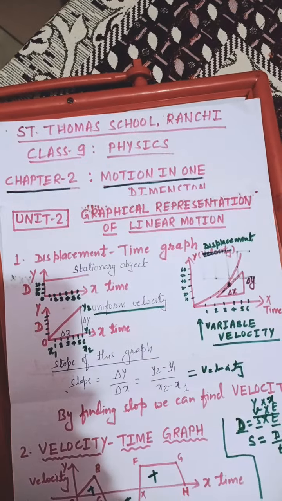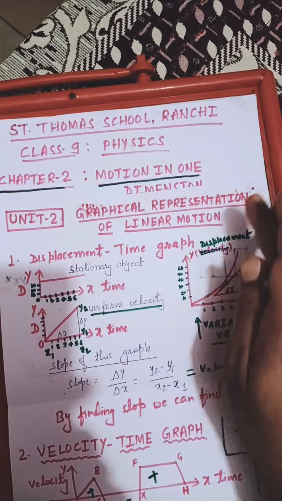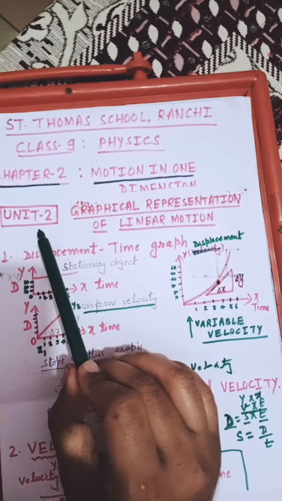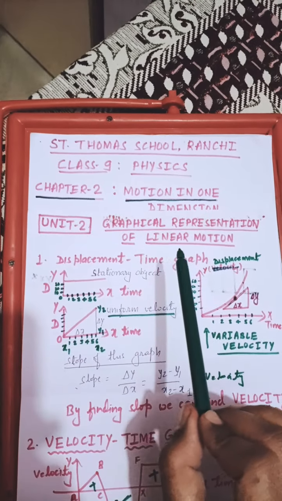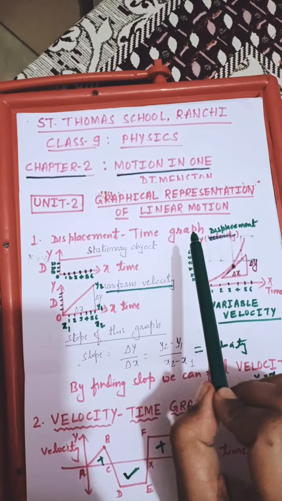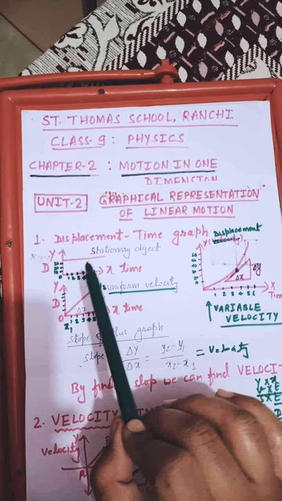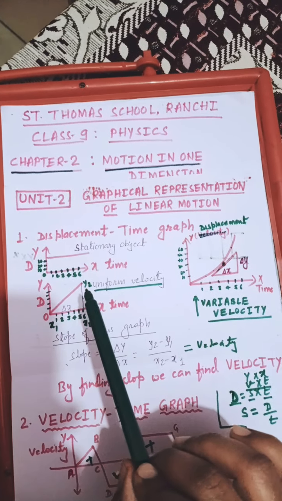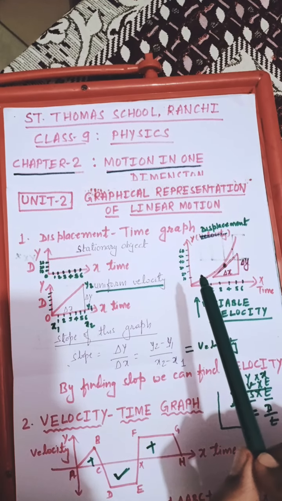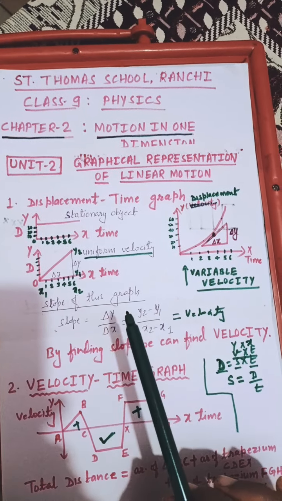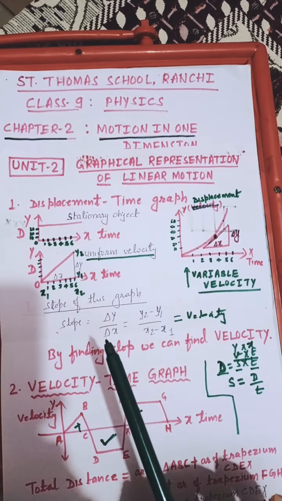Again, one small recap. We are seeing here chapter 2, motion in one dimension, and its unit 2, graphical representation of linear motion. The first topic we have seen is the displacement time graph. This graph shows a stationary object. This graph shows uniform velocity. This graph shows variable velocity, and here we find out the slope of an object by doing delta y by delta x.